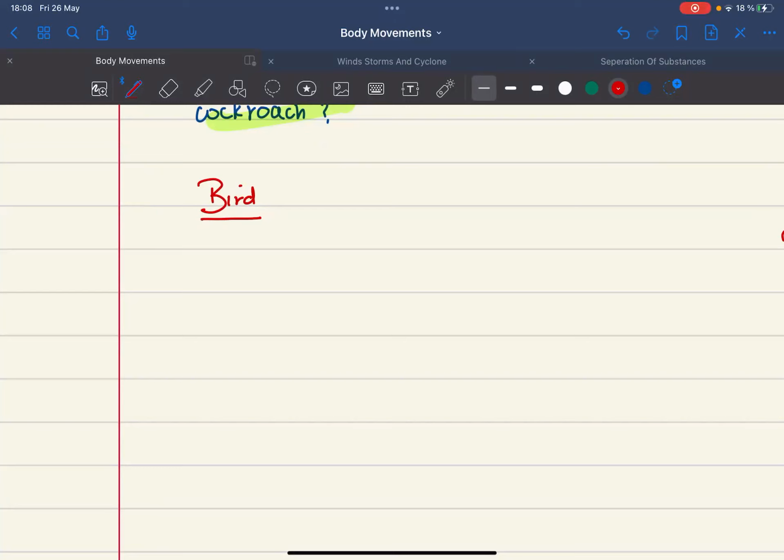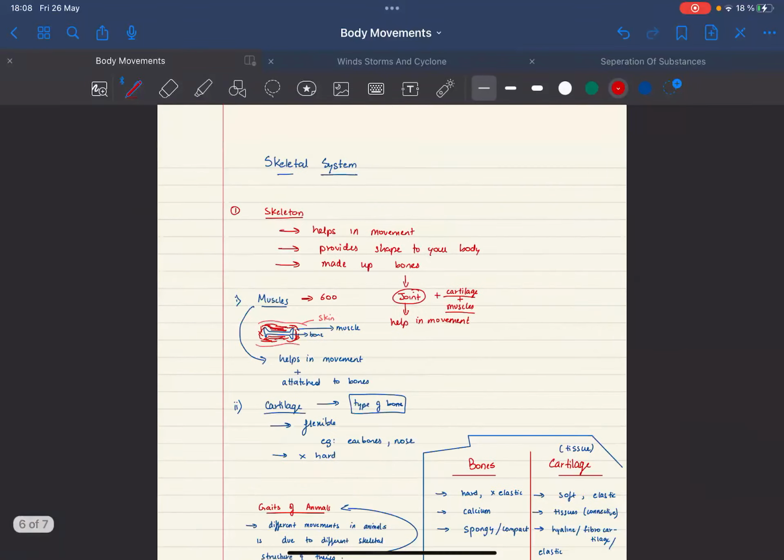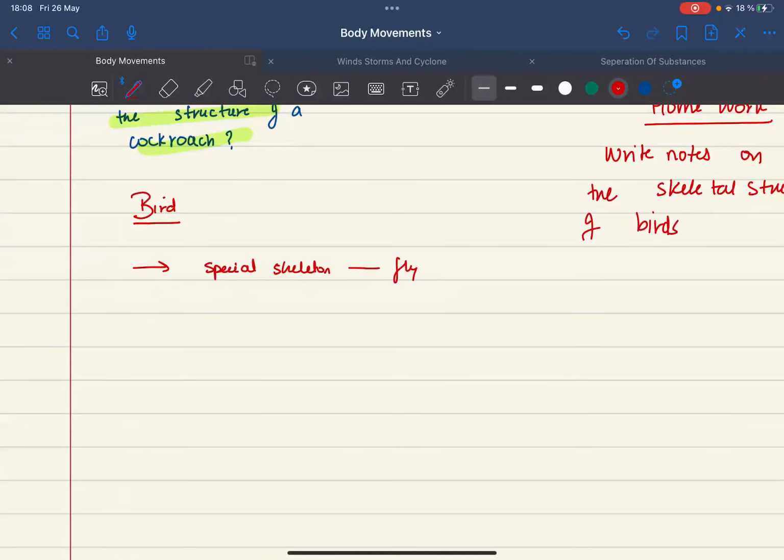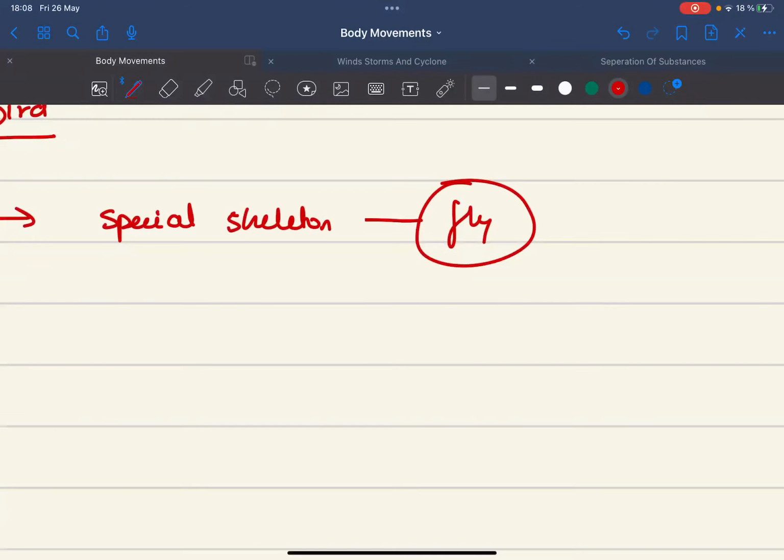Birds have a special skeleton and they have muscular structures that help them to fly. So they have a special skeleton, because unlike any other animals that we discussed earlier, be it a snail or an earthworm, the bird is a special animal that actually has the ability to fly, right? So it has a muscular structure, okay?